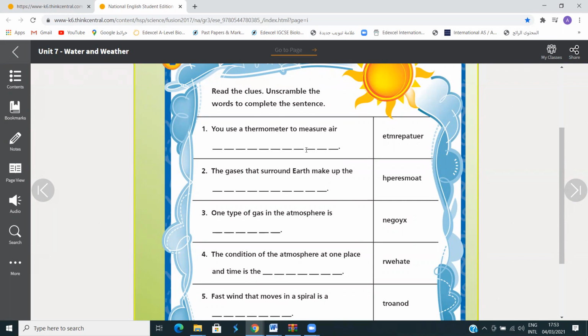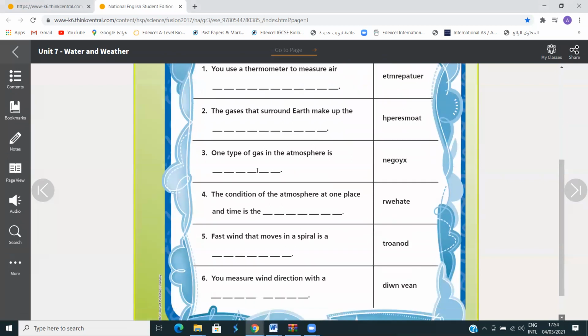Temperature. Mister, don't close my mic. Okay, use a thermometer to measure air temperature. Thanks. Omar Osama. Yes, Mister. The second one is atmosphere. That is the atmosphere, the gas that surrounds the Earth. So you can correct it if you don't correct it.